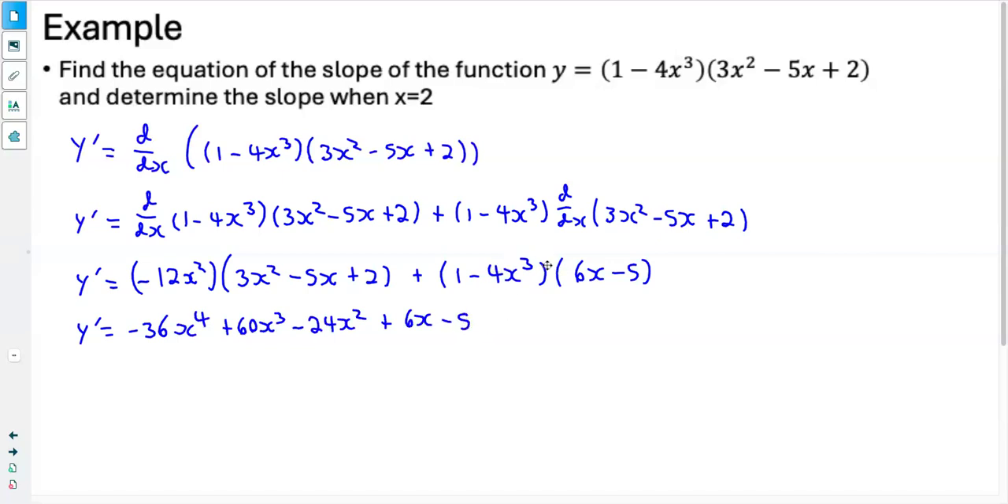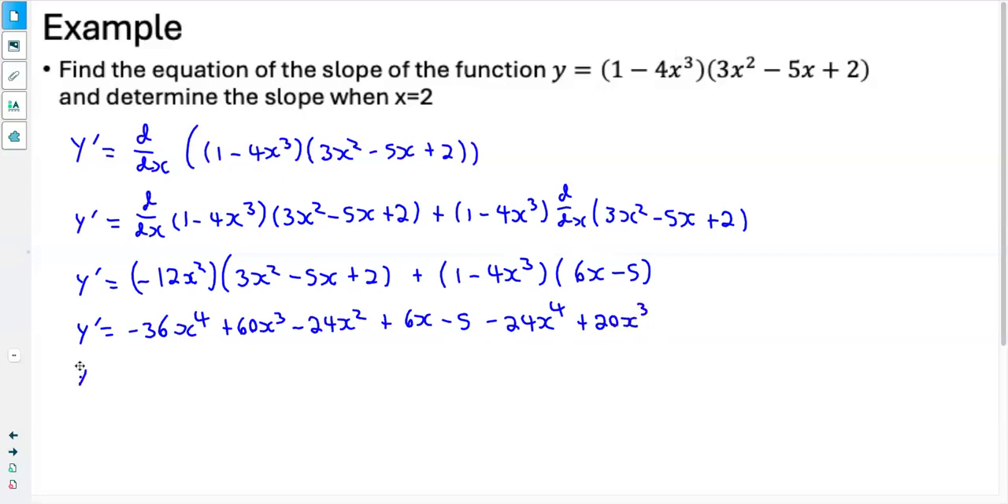And then we have negative 4x cubed times 6x. That'd be minus 24x to the 4. And then negative 4x cubed times negative 5 would be plus 20x cubed.